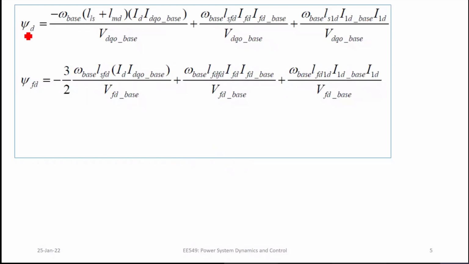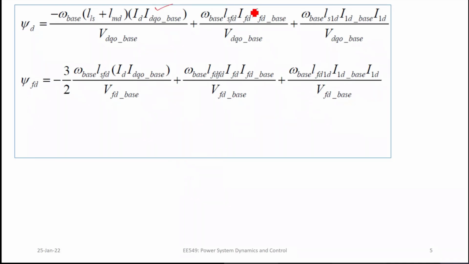Now lambda D in per unit, that is the flux linkage in the D axis on the stator side, will become psi D. So psi D will be equal to the same expression, because lambda dq base is nothing but v dq base by omega base. So now it will become minus omega base LLS plus LMD into ID base. For small ID, that is the actual ID, I can write the per unit quantity times the base quantity.